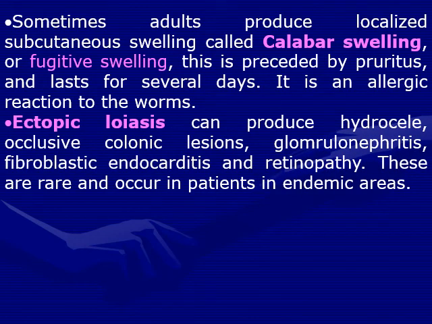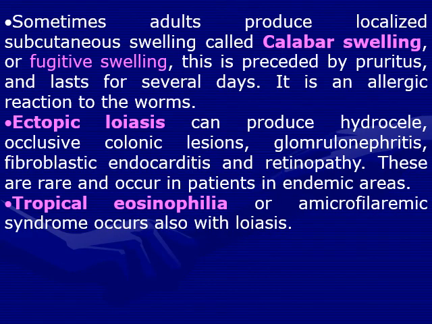Ectopic filariasis can produce hydrocele, occlusive colonic lesions, glomerulonephritis, and fibroblastic endocarditis and retinopathy. This occurs when the adults migrate and settle in the organs. These are rare and occur in patients in endemic areas. Also, tropical eosinophilia or a microfilaremia also can occur with loiasis like that in Wuchereria bancrofti.